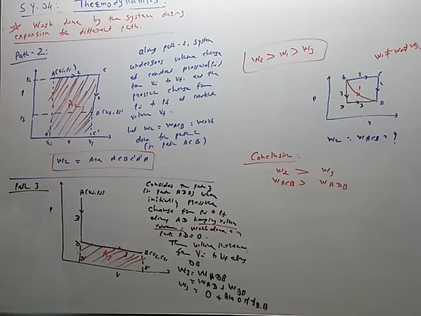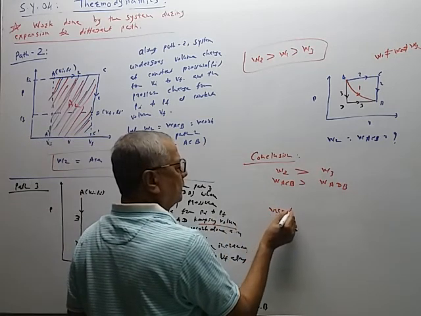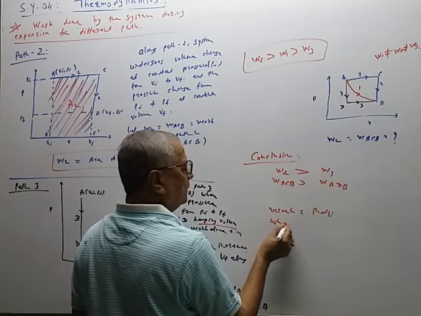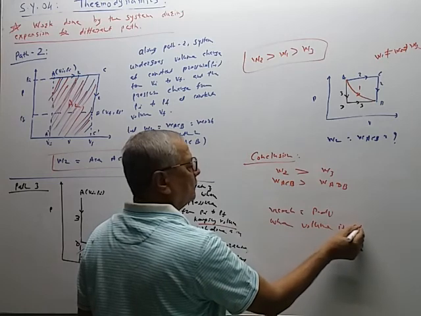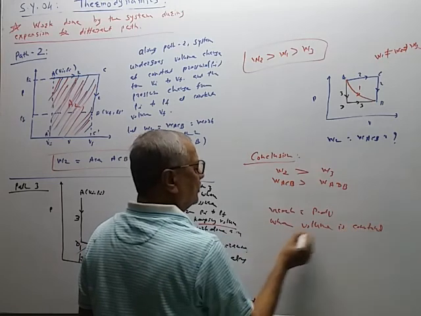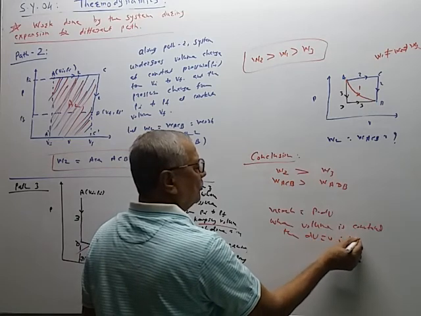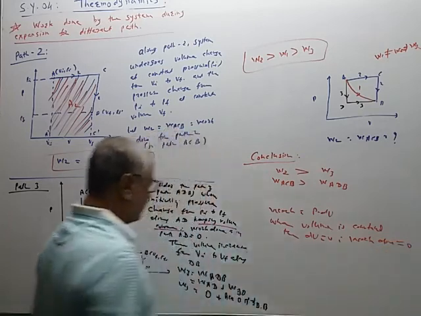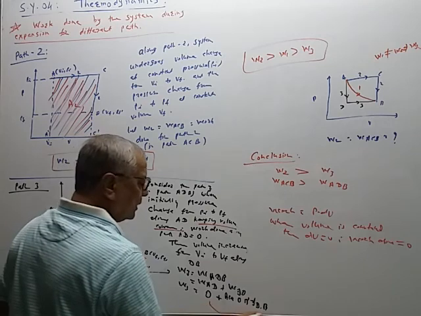So this is also one result. When there is no change in volume, no work is done. Work done is given by W equal to PdV. When volume is constant, then dV is equal to 0, therefore work done is equal to 0. And therefore, W_AD is equal to 0, this is the explanation.